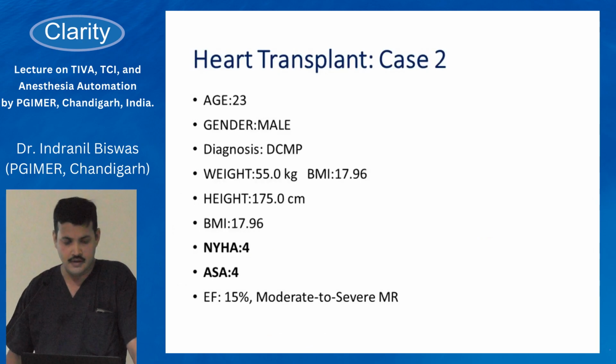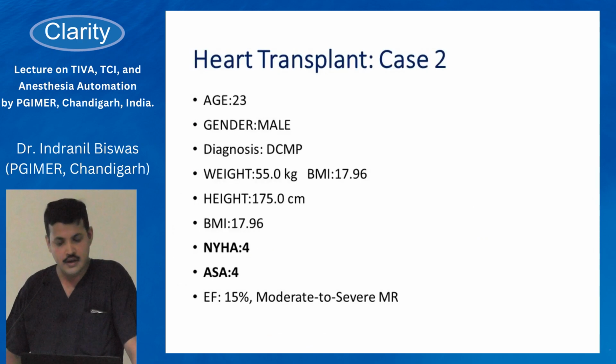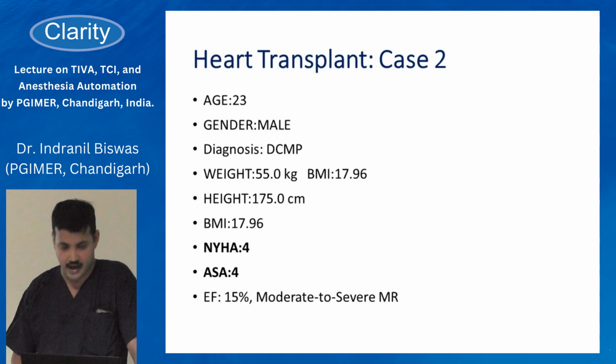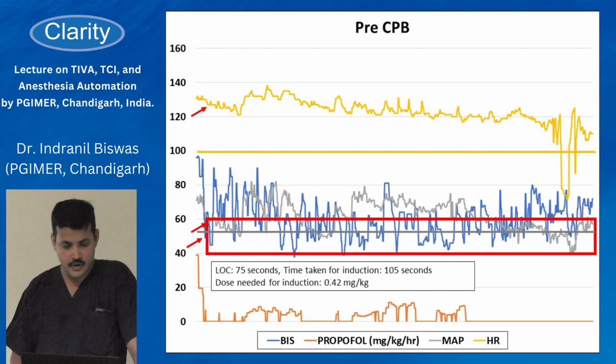Now coming to the second case, which is also a dilated cardiomyopathic patient, 23 years of age, with NYHA 4 and ASA grading 4, again having an ejection fraction of only 15% with moderate to severe MR. Here the loss of consciousness took 75 seconds, the time taken for induction was 105 seconds, and the dose needed for induction was 0.42 milligram per kg.